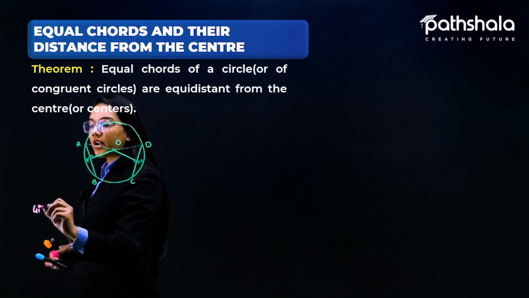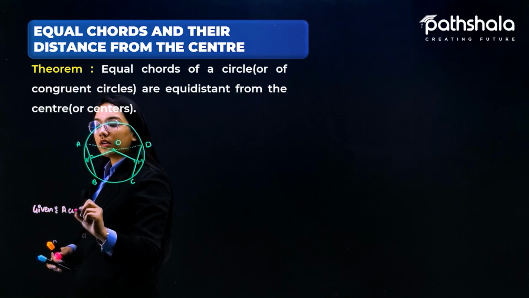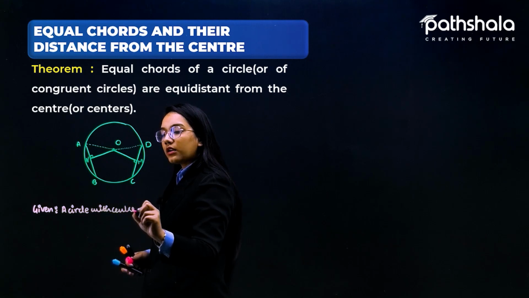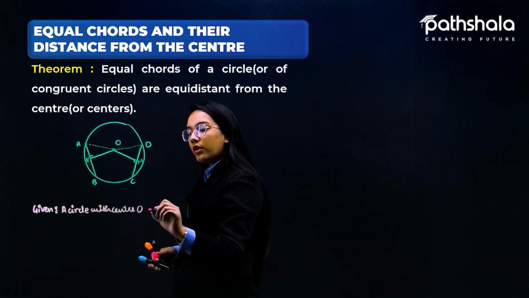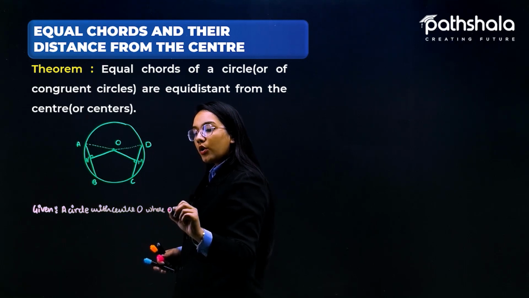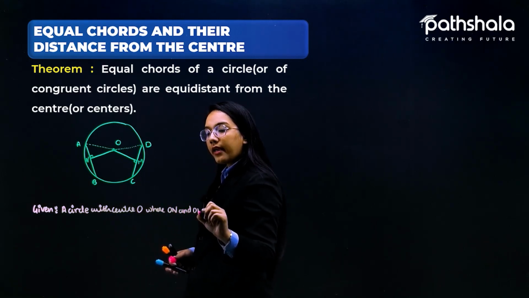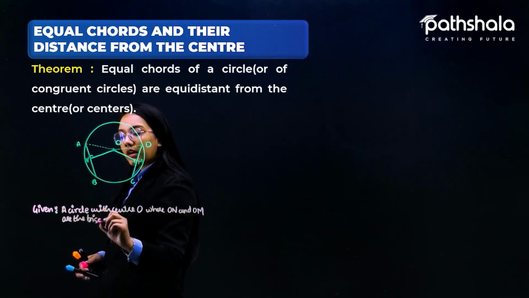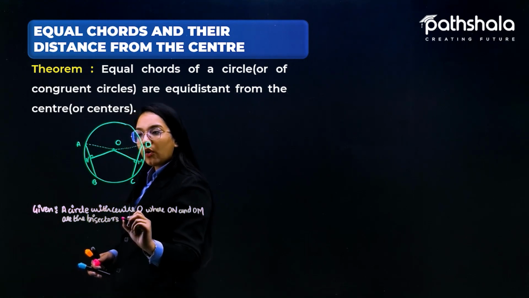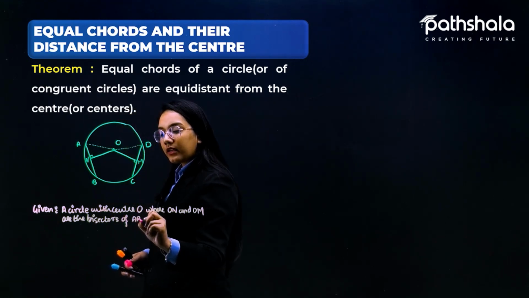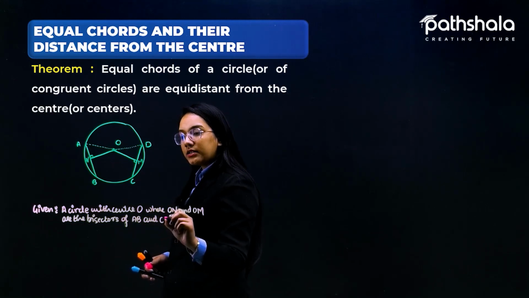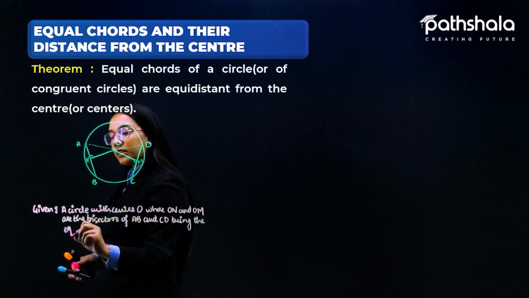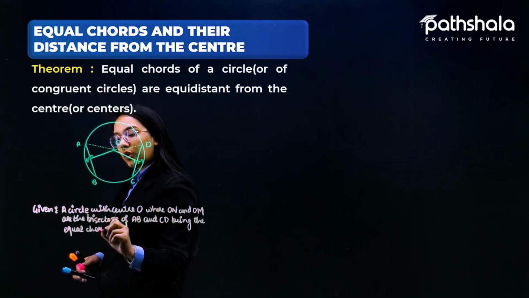Let us start with the given condition. We have a circle with the center O, where ON and OM are the bisectors of AB and CD, being the equal chords.